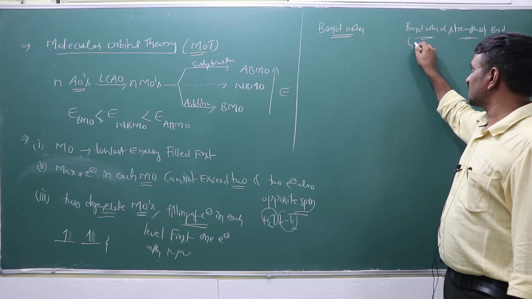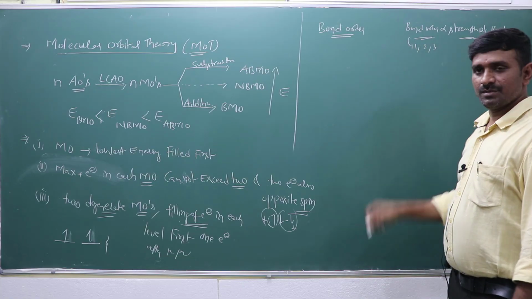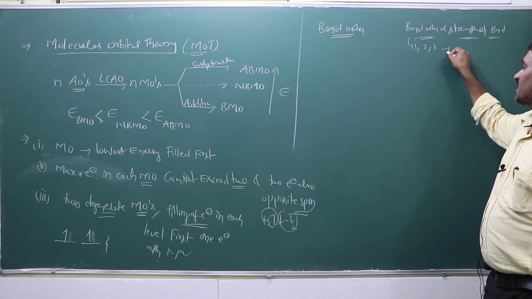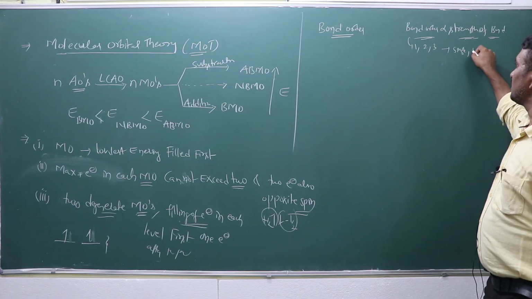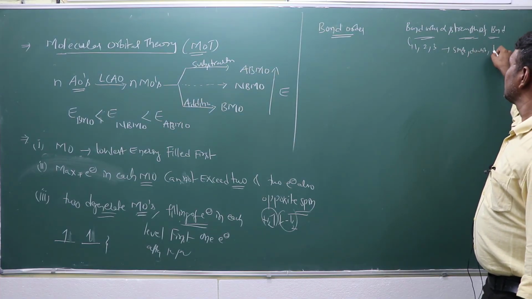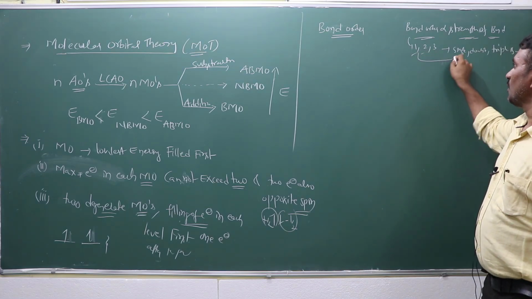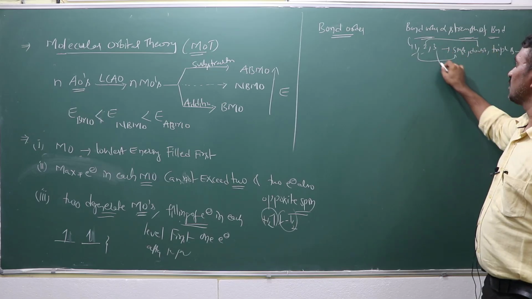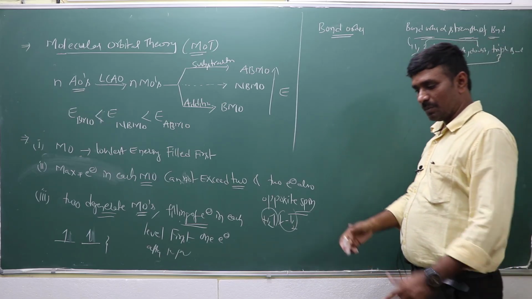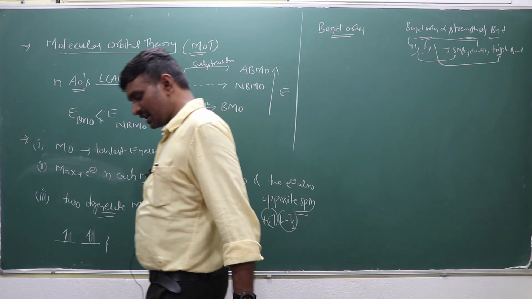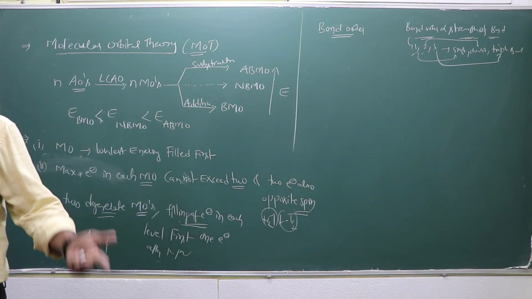Suppose the bond order may be 1, 2, or 3. A bond order of 1 is considered a single bond, 2 a double bond, and 3 a triple bond. That means a triple bond is stronger than a double bond, which is stronger than a single bond.